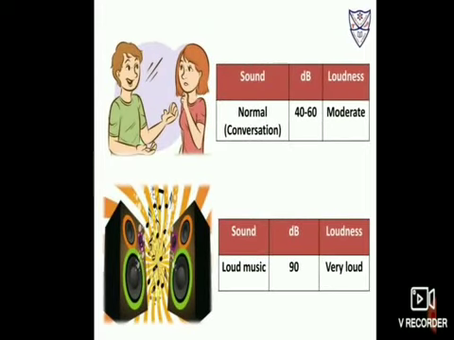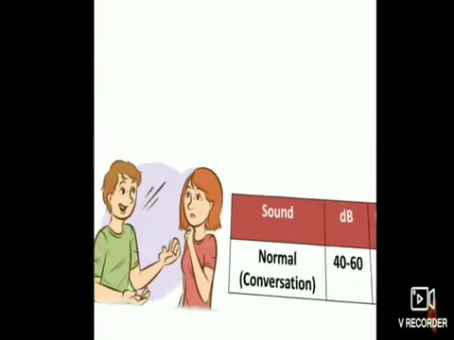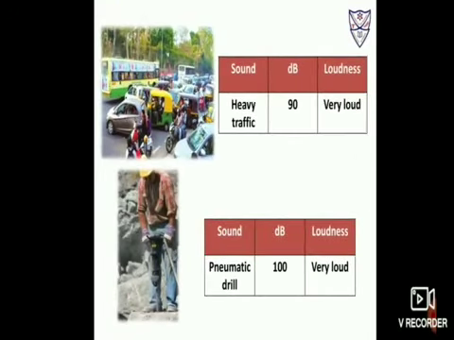Next is normal conversation. The decibel level will be 40 to 60, and loudness will be moderate. Next is sound through speakers, that is loud music. How much loudness is produced? 90 decibel, which is very loud. Now heavy traffic: decibel will be 90 and loudness will be very loud.